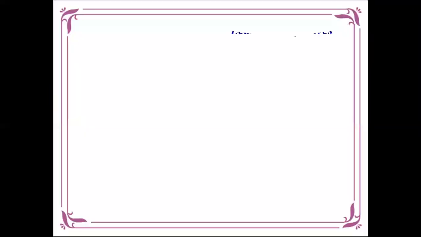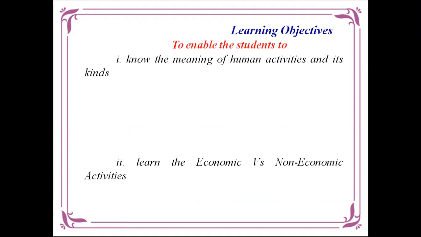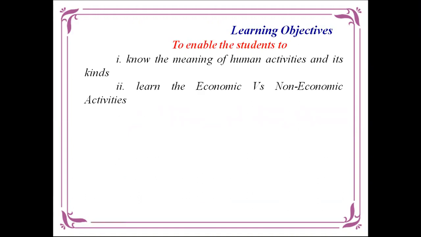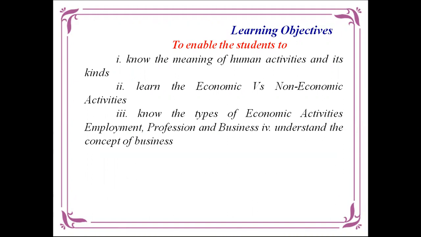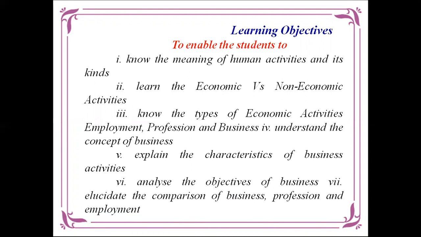First of all, we have to know the learning objectives of this lesson. The student has to know about the learning objectives: to know the meaning of human activities and its kinds, learn economic versus non-economic activities, know the types of economic activities (employment, profession, business), understand the concept of business, explain the characteristics of business activities, analyze the objectives of business, and understand the comparison of business, profession, and employment.